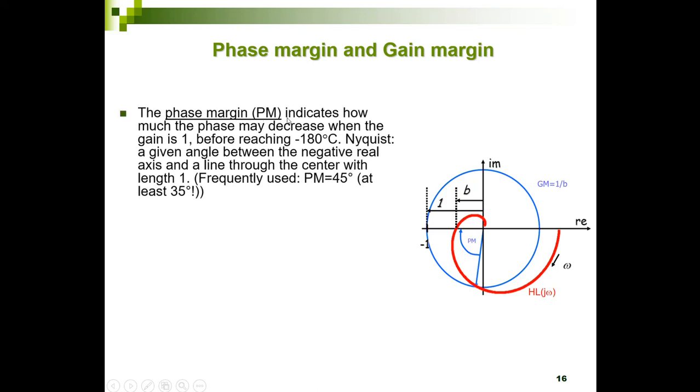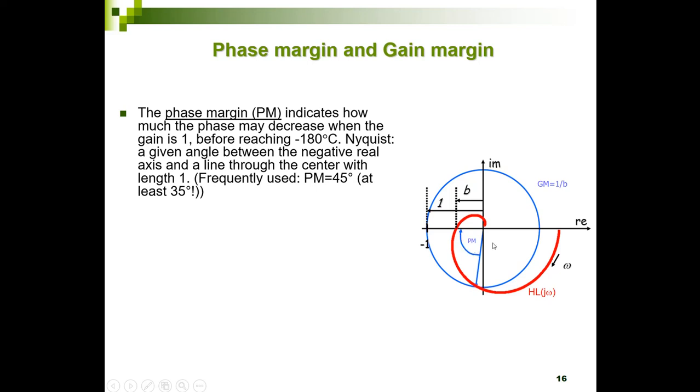The phase margin indicates how much the phase may decrease when the gain is 1 before it reaches -180 degrees. Well, how does that look like in a Nyquist plot? This is my Nyquist curve over here, and I've drawn a circle with a radius of 1. For the phase margin, we look to the point where my amplitude is equal to 1, and that is over here. And then we see that we have this many degrees left, and that is what we call the phase margin. So in this example, the phase margin is almost 75 to 80 degrees.